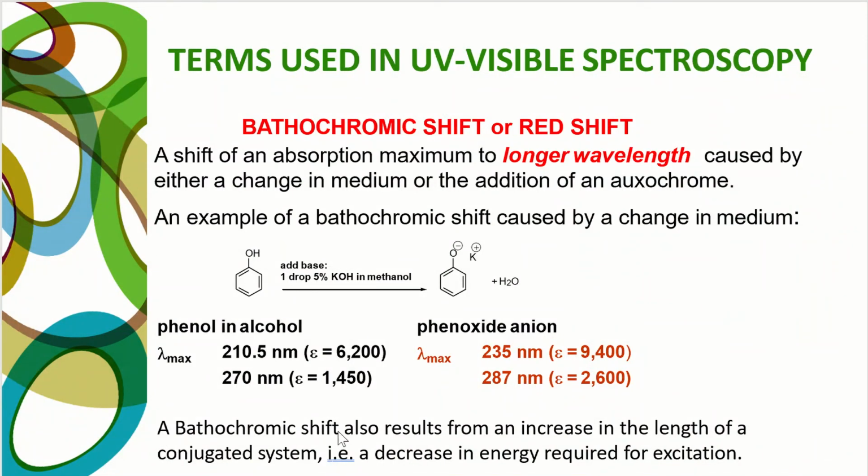So a bathochromic shift also results from an increase in the length of a conjugated system, that is a decrease in energy required for excitation. So we're going to look at some of these values in a little bit in terms of the bathochromic shift for a conjugated system.